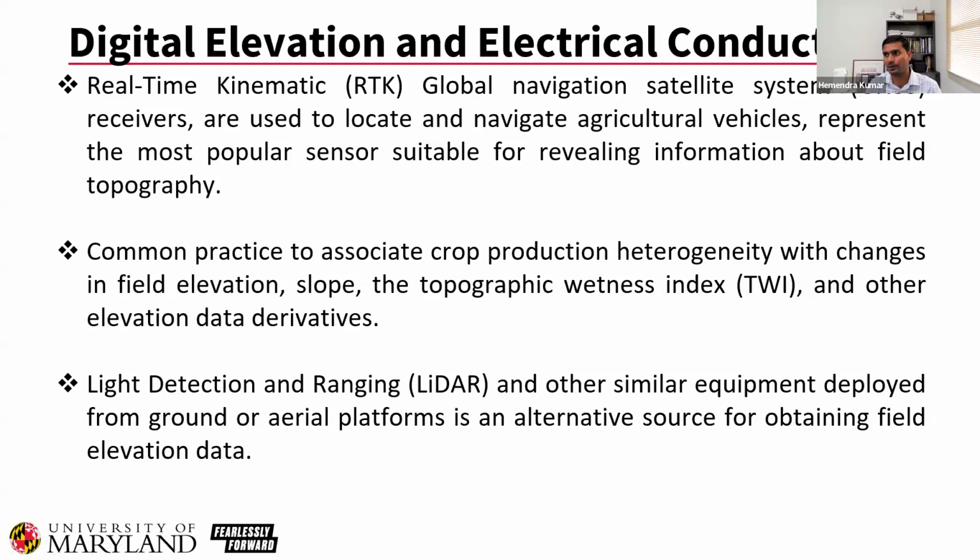A field cannot be flat, right? It would be undulated, like you have some hills and some lower areas, and this is where you want to understand your field for the water movement as well as the nutrient movement. So the topographic wetness index, slope, and elevation give you the maximum information to understand the field variability.